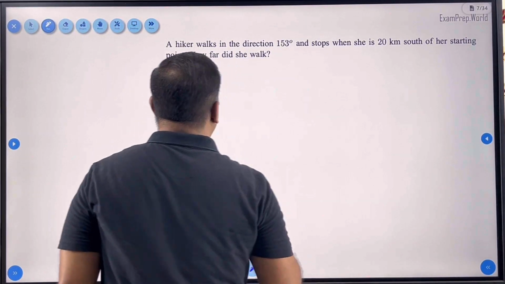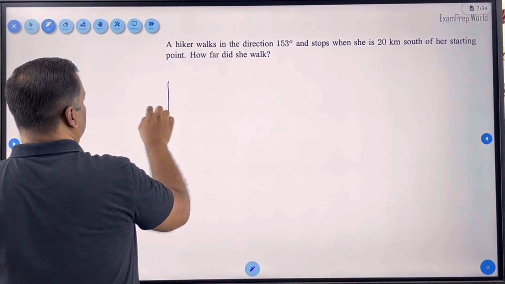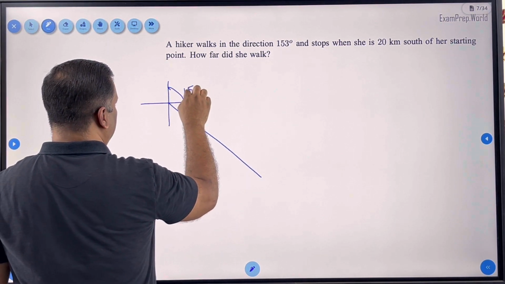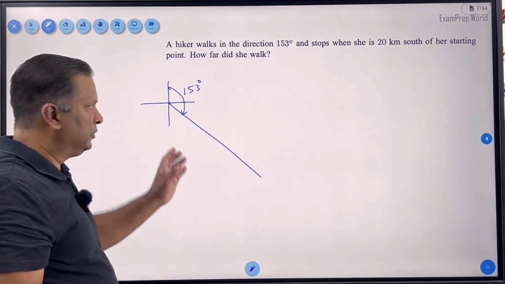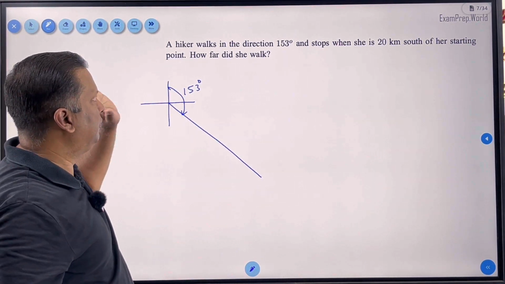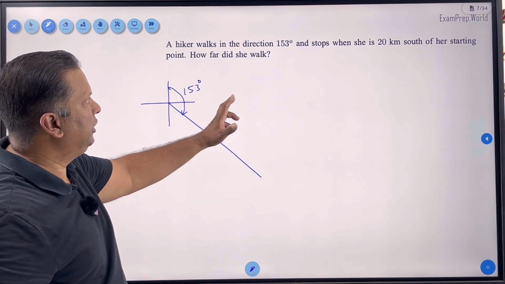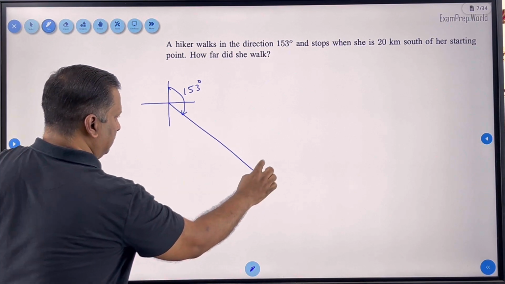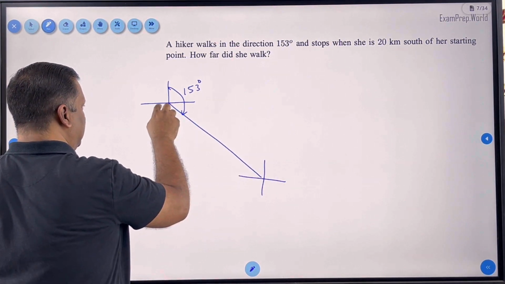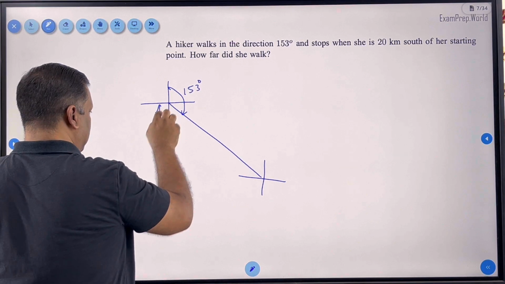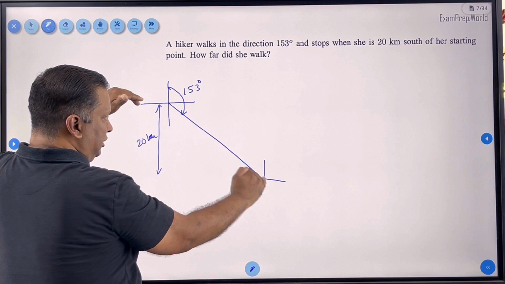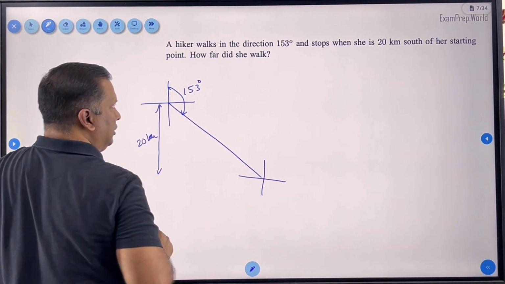A hiker walks in a direction of 153 degrees. So let the hiker go in this direction. This bearing is 153 degrees. Understand? Because he's traveling in this direction, that's why it is 153, and stops when she is 20 kilometers south of her starting point. 20 kilometers south means this line is 20. So although there is a distance, it is 20 kilometers south of the starting point. Okay, understand?